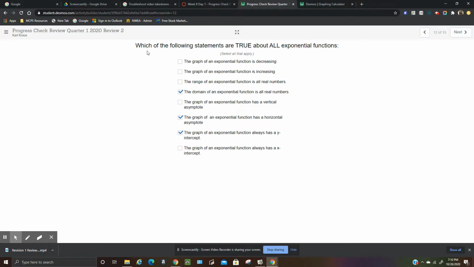And we did this one in class. Which of the following statements are true? In one of my classes anyway, and I didn't know all of them. So which of the following statements are true about all exponential functions? The domain of an exponential function is all real numbers. The exponential function always has a horizontal asymptote, and the graph of an exponential function always has a y-intercept.